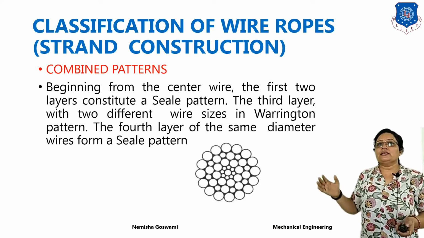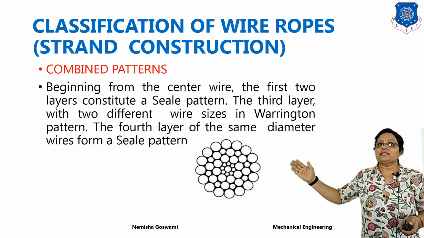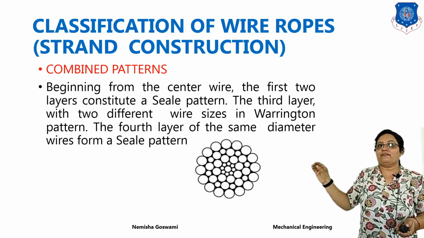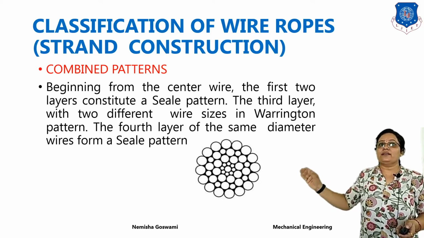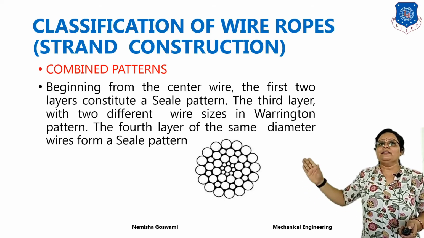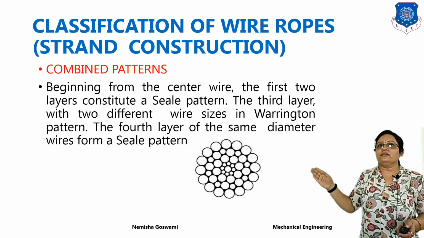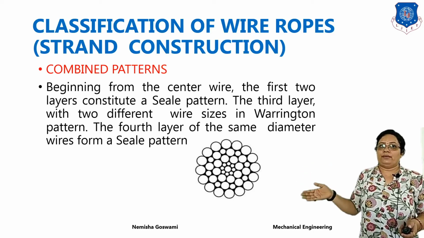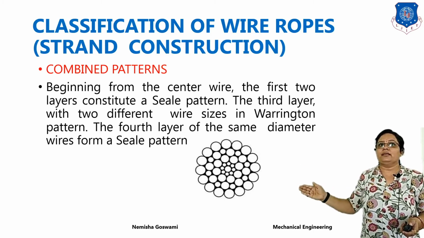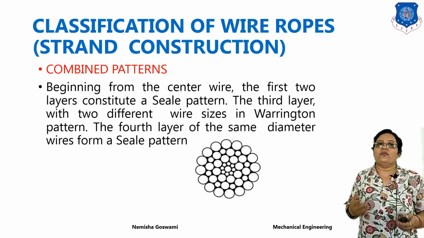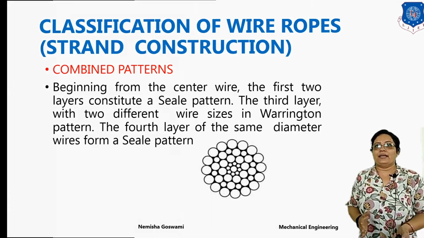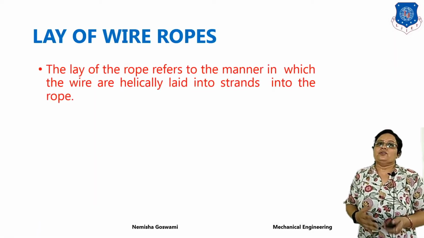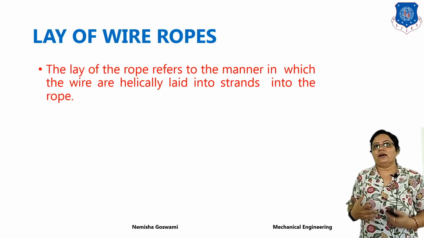You can see in this diagram, beginning from the center wire, the center wire having different diameters. The first two layers consist of seal pattern, and the third layer consists of different sizes of wire, so maybe Warrington pattern, and the fourth layer has the same diameter, so it generally forms the seal pattern. So combined means the composition of different types of wire in one platform. This was the classification of different types of wire rope.